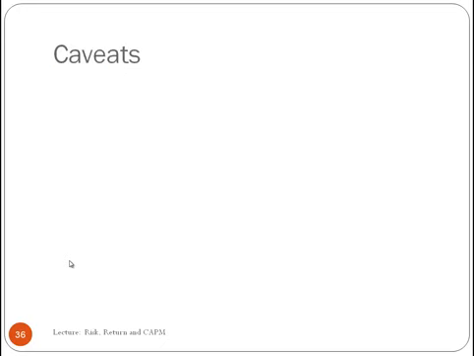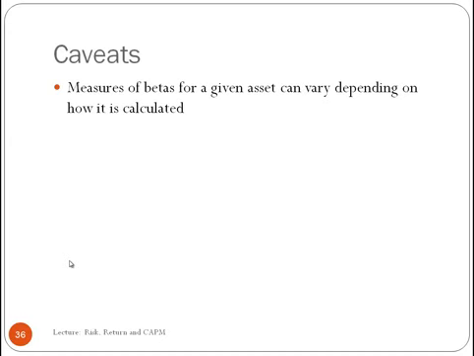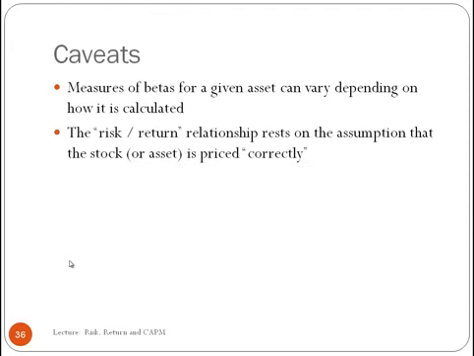All right, some caveats on this. Measures of beta for a given asset can vary depending on how it's calculated. We think it's this precise number, but if you do the math, or I do the math, or a third person does the math, we might all get three different numbers depending on the data that we're using, or how far back we want to go historically, and some of the assumptions that we make in our calculation. So we need to be aware of the variances of that input.